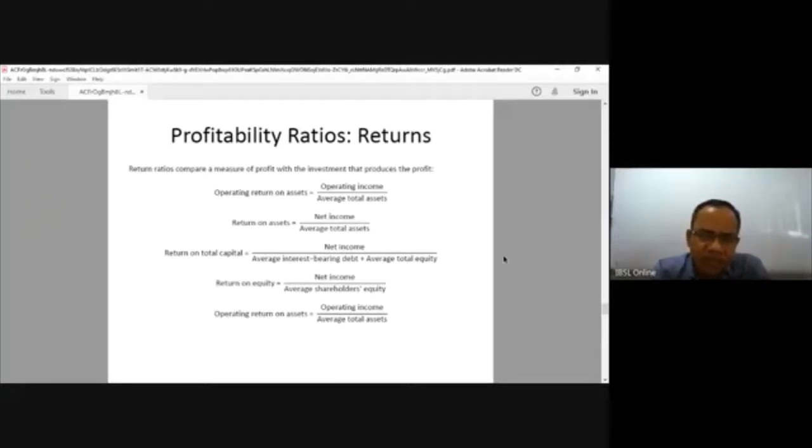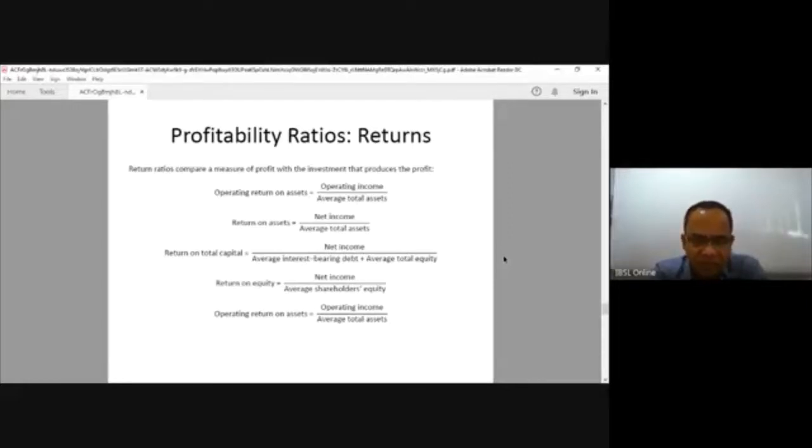Based on the returns, you can also look at operating return on assets. Operating income divided by average total assets is the operating return on assets, showing how many times the total assets are turned over. The return on assets is net income divided by total assets. That is the return on assets, so it will be a percentage. The higher the percentage, the better.